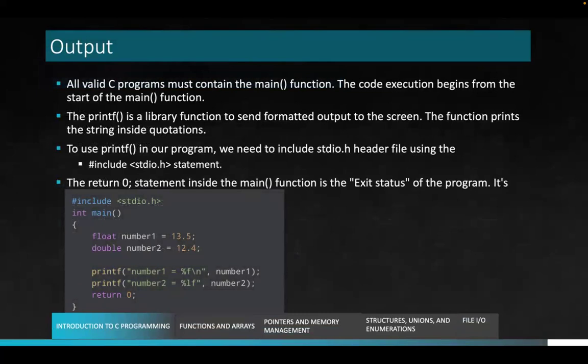All valid C programs must contain a main function. Without the main function, a C program won't start, it won't execute. Whatever code you want to execute should begin inside the main function. Printf, as already said, is a library function present in the stdio.h header file. If you want to use printf, you have to include stdio.h in your inclusion list.